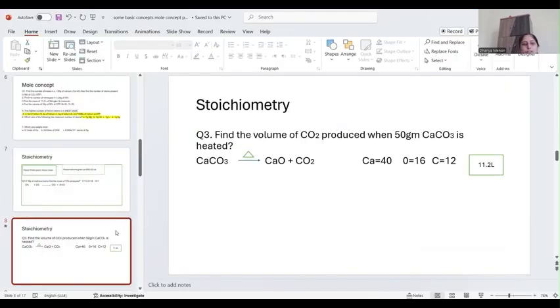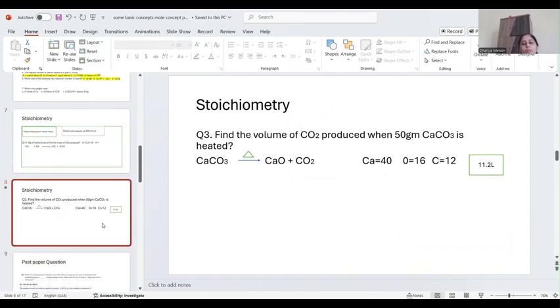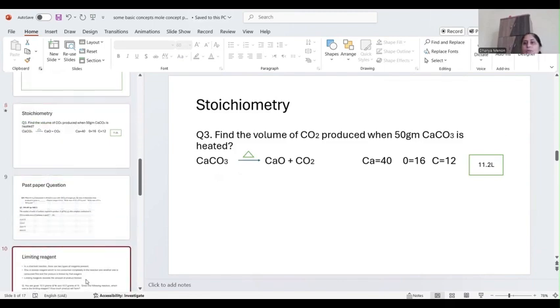This is the question we finished. I hope by now you have understood how to find the number of moles, and how to find the number of atoms if moles are given, using the Avogadro number, etc. Based on these past paper questions, we will be discussing more in the videos to come.